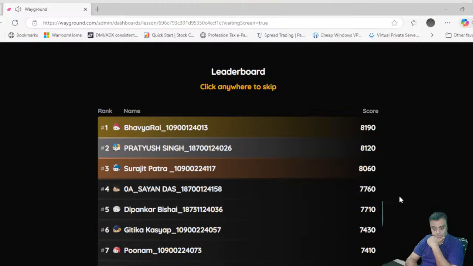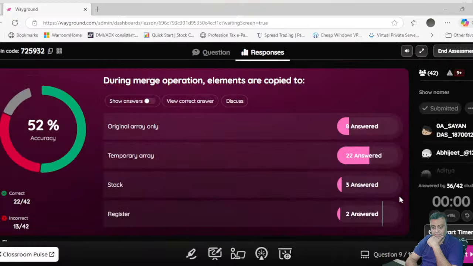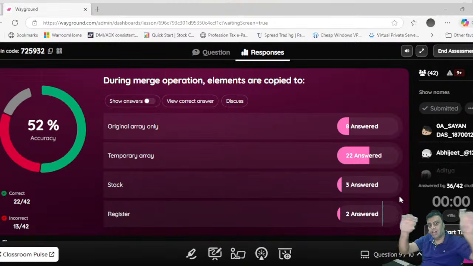Okay, Pratyush, good. Bhavya and Surajit, are you there? 52% accuracy, original array. During merge, elements are copied to the original array. No, when we are merging, there are two arrays. When we are merging, we create a temporary array.